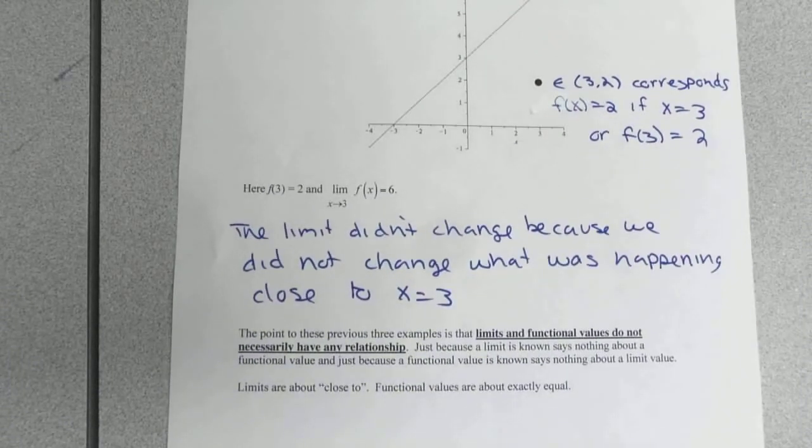And so here, the point to these 3 previous examples is that limits and functional values do not necessarily have any relationship. Just because a limit is known says nothing about the functional value, and just because a functional value is known says nothing about the limit. Limits are about close to, functional values are about exactly equal. And that's where we'll end this first video.